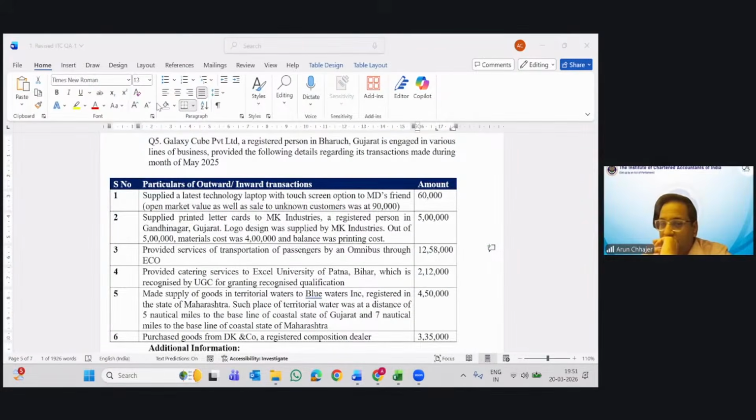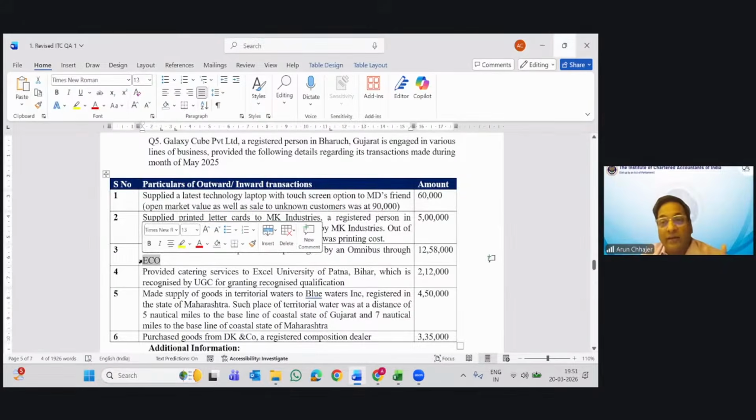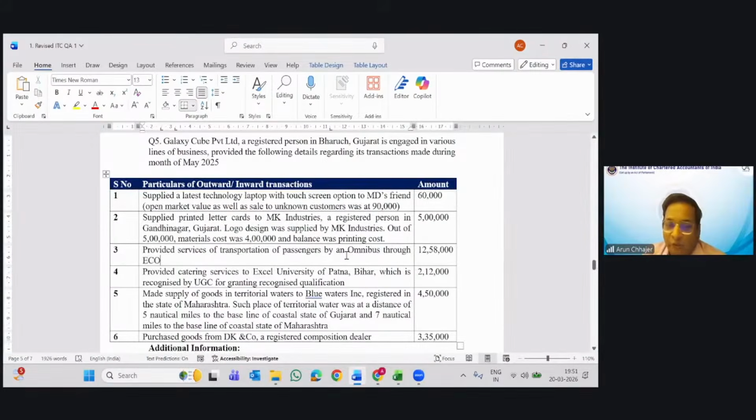Okay. Galaxy is not the ECO. Galaxy Cube Private Limited is a supplier making the supply of the omnibus, and through ECO, let's say Ola, it is making the supply. So Galaxy is owning that omnibus. Will Galaxy be liable to pay the tax under forward charge? Will the ECO pay the tax because of section 9(5)? Will the recipient of that omnibus pay the tax under reverse charge?